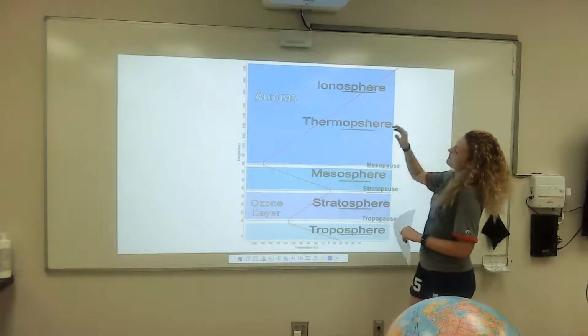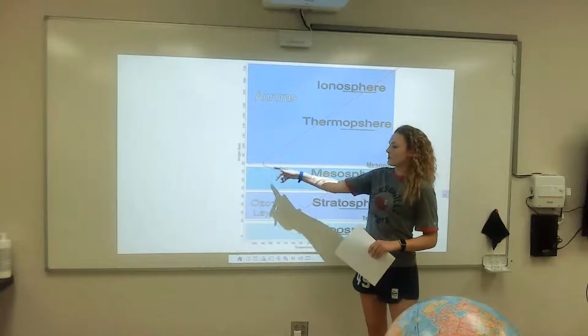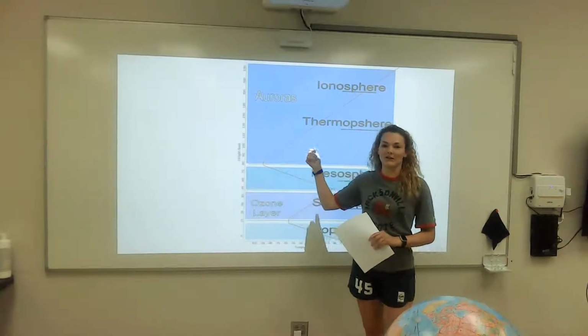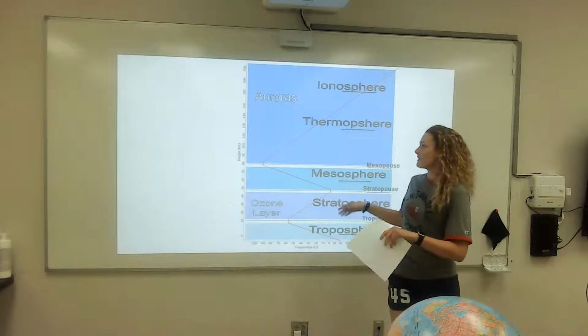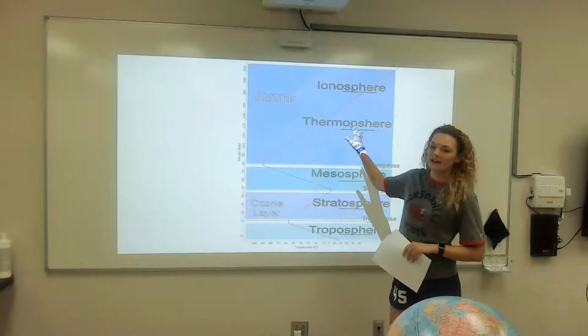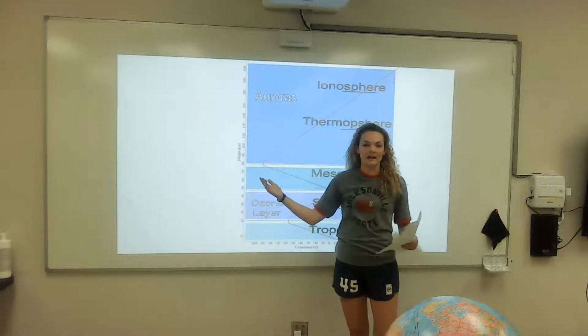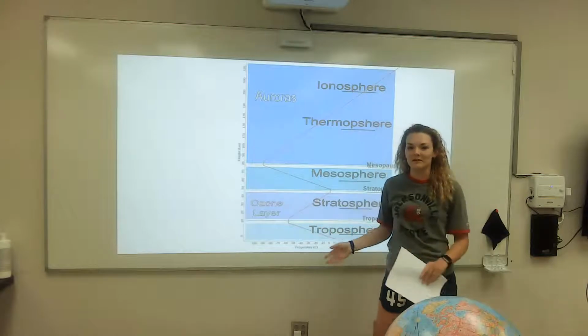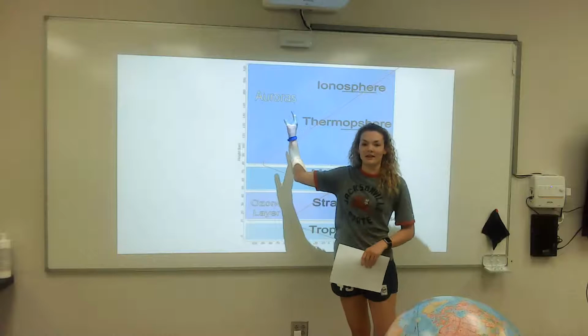So the thermosphere is pretty big. It's one of the biggest layers. And the temperatures go up really high in the thermosphere because it's getting closer and closer to the sun. And it's also absorbing a lot of heat too. So inside of the thermosphere, you have auroras, which is just like the northern lights that you see in maybe movies or maybe you've seen in person. But the auroras are just the northern lights.